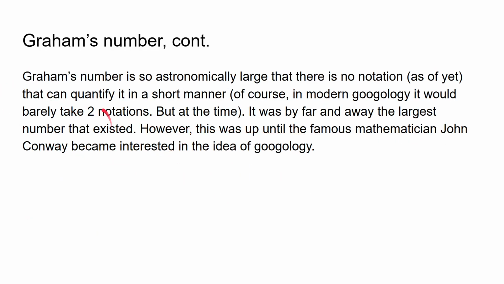Graham's number barely takes 2 notations in the modern notation that we're about to learn on the next slide. John Conway, who you may have heard of from Conway's Game of Life. The conditions of Conway's Game of Life are very simple. Each cell has 2 states, dead or alive, or dead or not dead, if you really want to put it that way. I'd put it dead or alive.